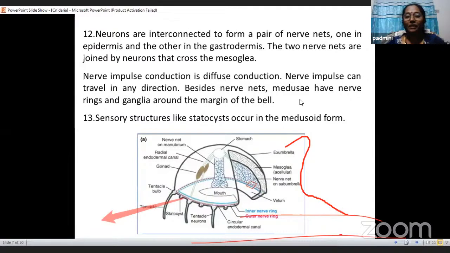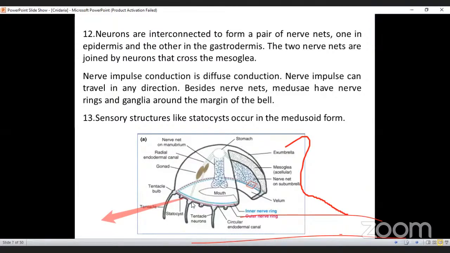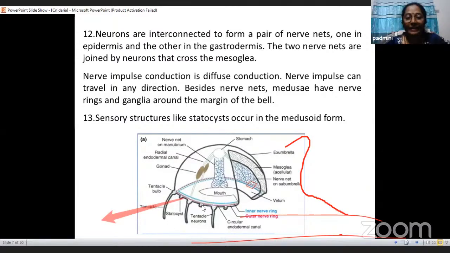Besides nerve networks, medusae have nerve rings and ganglia around the margin of the bell. So these are the margins of the bell over here. And the nerve networks in the medusa have ganglia around. So these are the ganglia. What do you mean by a ganglia? A bunch.